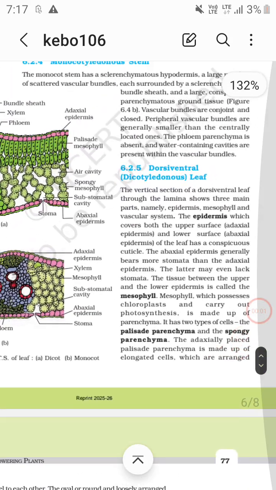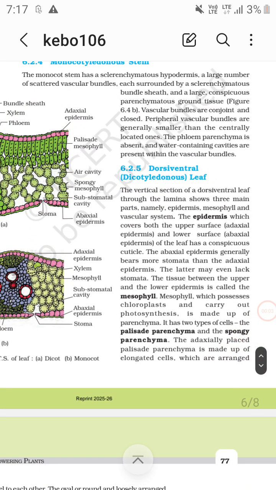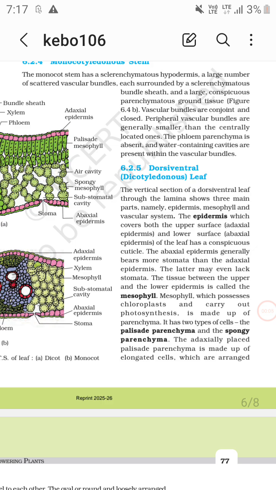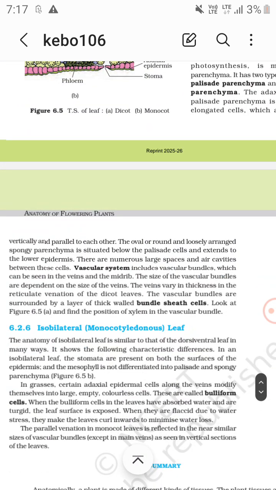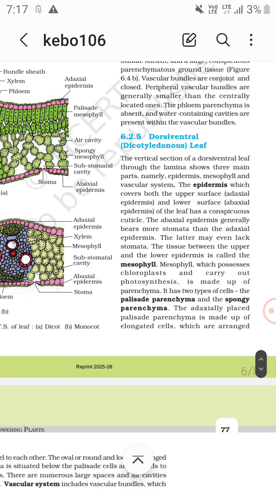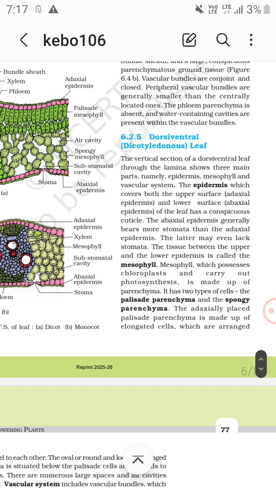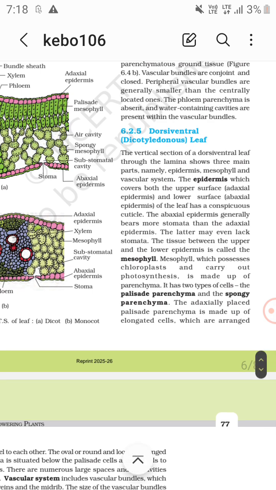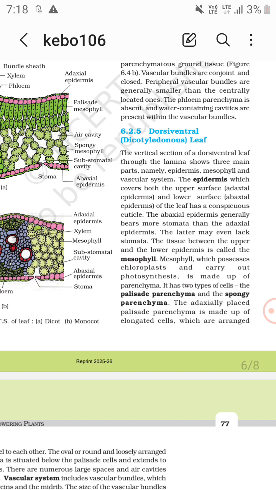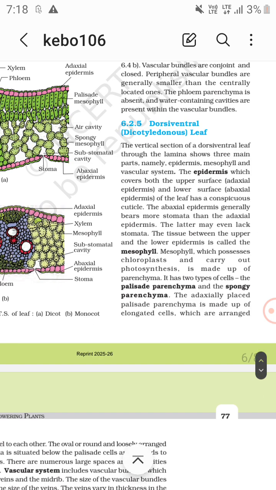So there are two types of leaves. First one is dorsiventral, that is dicot leaf, and then monocot leaf, that is isobilateral. Now the leaf has the epidermis, then mesophyll and vascular system. Okay, the three main parts. Now epidermis, there are two surfaces, that is adaxial, the upper surface, and lower, that is abaxial.